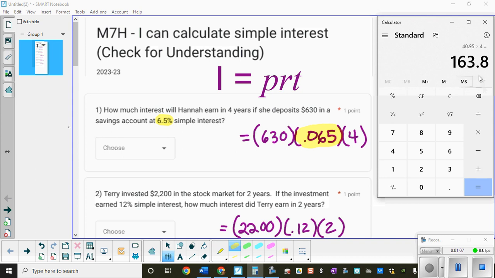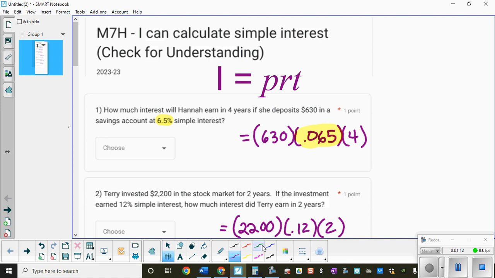And so the interest earned is going to be 163.8. So $163.80 for this one.